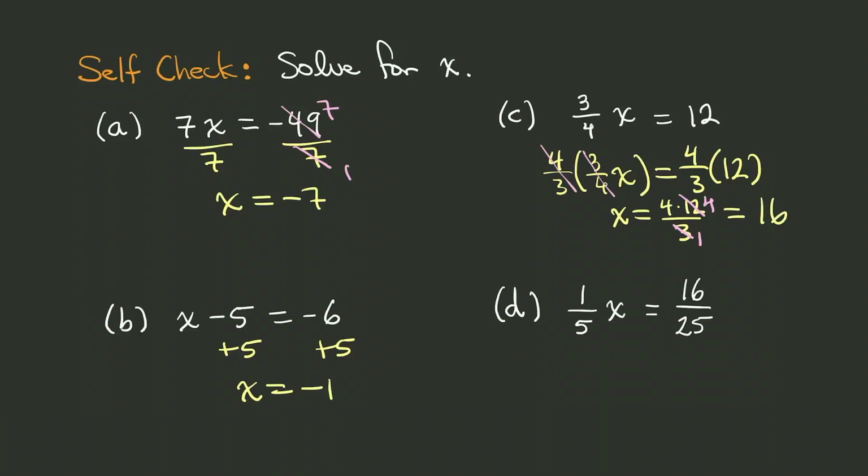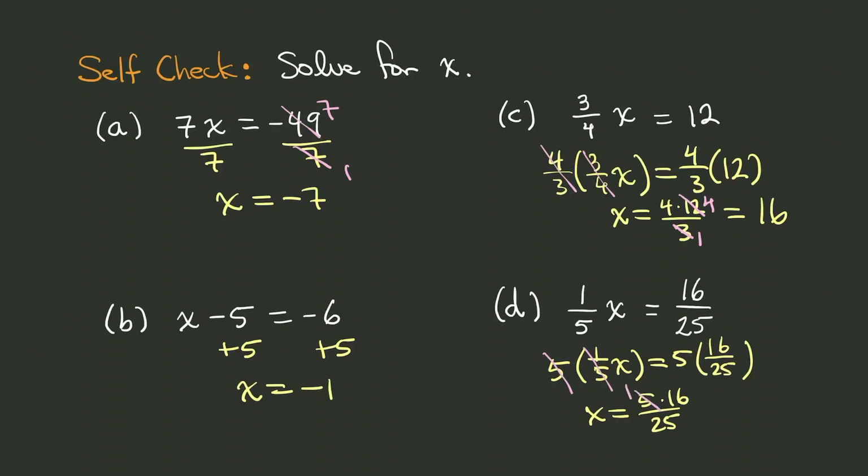In part D, we have 1/5 x equals 16/25. The opposite of division by 5, or multiplication by 1/5, is multiplication by 5. So we'll multiply both sides by 5. We'll obtain 5 times 1/5 x equals 5 times 16/25. On the left-hand side, the 5 and the 1/5 cancel, leaving us only with x. And on the right-hand side, we have 5 times 16/25. 5 divides 25, and so this will reduce to 1/5, and then we'll have just 16 divided by 5.